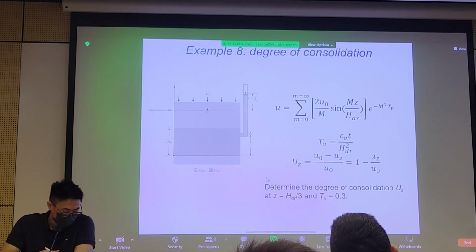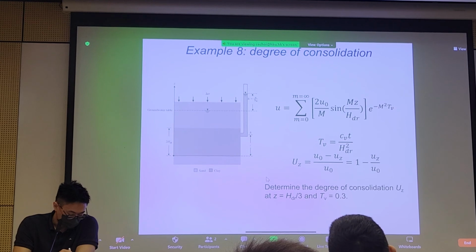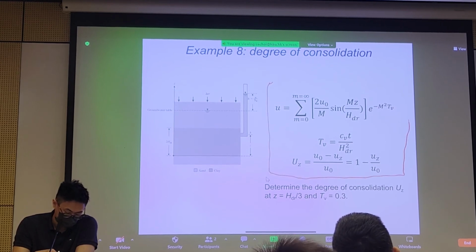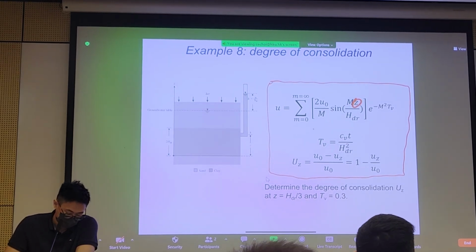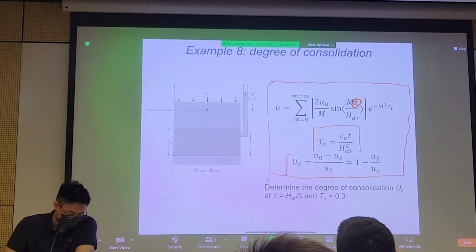But let's look at how we calculate consolidation per depth. These expressions would be given to you on an exam, right? So we have pore pressure at any depth. This is the expression. This is the time factor, and this is the degree of consolidation.